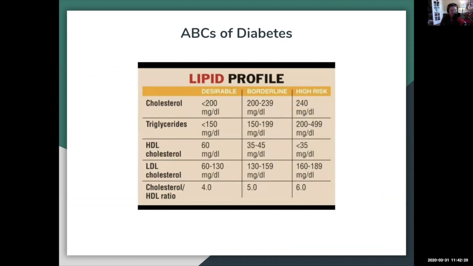Let's dissect a cholesterol blood test. Okay, that's called your lipid profile. Lipid means fats. We have different kinds of fats that we also call cholesterols in our body. So when you look at that lab report that your doctor runs for you, it'll give you these desirable ranges. And I'm going to tell you right now, these ranges are not good enough.